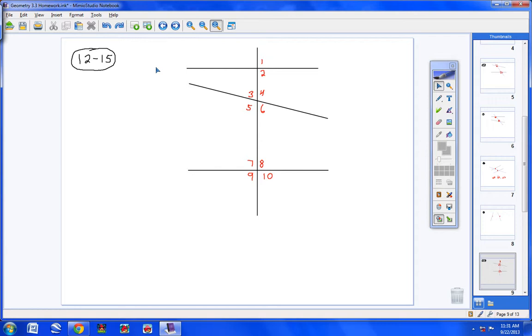All right, let's take a look now at numbers 12 through 15. There's a lot of answers to give, guys. Oh my goodness, I don't even know where to begin. This is really not a well-written problem at all, numbers 12 through 15. I'm not sure what the author was thinking in this book. Number 12, name a pair of corresponding angles.